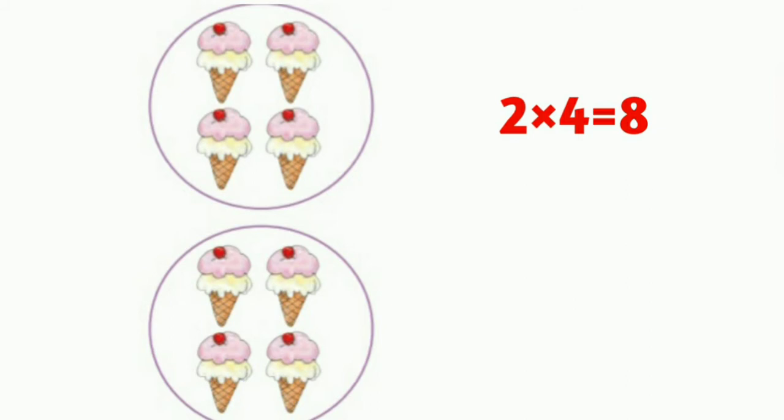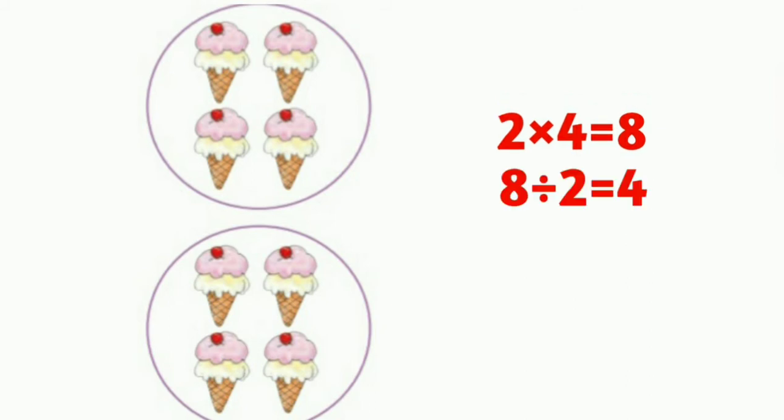Now let's write the division fact. In total we have 8 ice creams. So we will write 8 divided by how many groups are there? 1, 2. 2 groups are there. So we will write here 2. 8 divided by 2 equals 4. So 2 4s are 8. 8 divided by 2 equals 4.